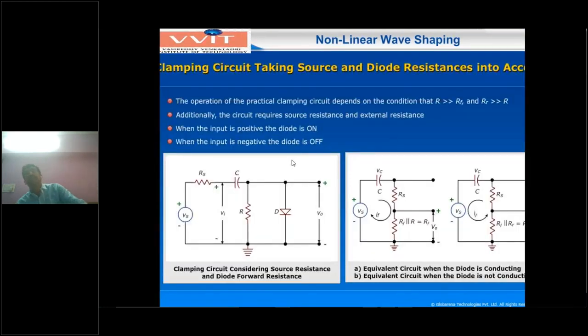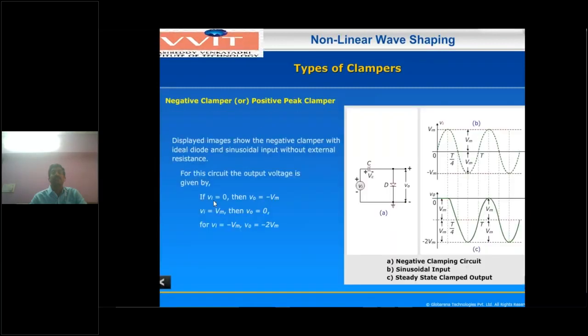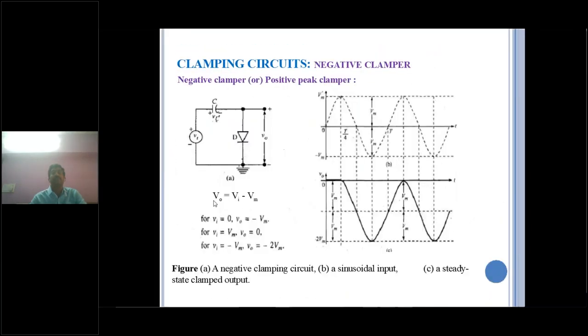And next one, taking the diode and source resistance into consideration. So what is the equivalent circuit? Source resistance RS will be considered. So what is the clamping circuit? You have to see this diagram, the clamping circuit diagram. Within this diagram, source resistance, diode resistance and load resistance are also considered. Then what is the equivalent circuit? Now the input source resistance RS will be added here.